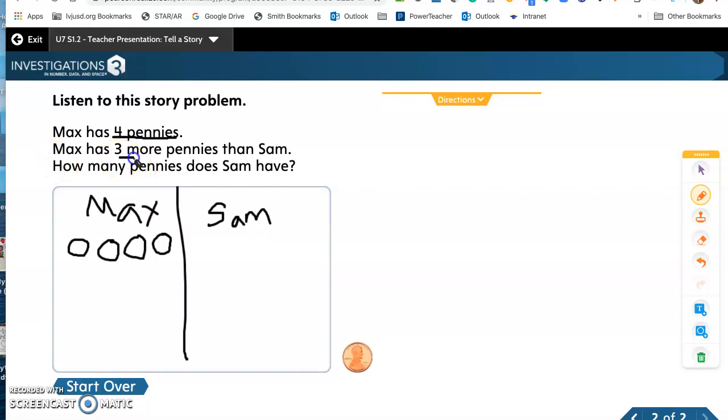Max has 3 more pennies than Sam. So again, we have to think. That means Max has more and Sam has less. Max has 3 more than Sam. So if I take away 3 of Max's, that means Sam only has 1 penny. 4 minus 3 equals 1. Sam has 1 penny.